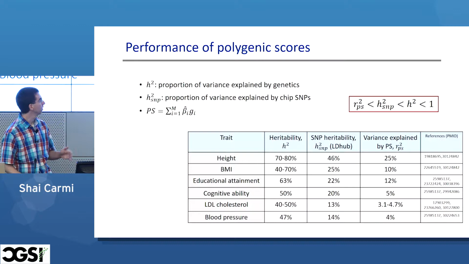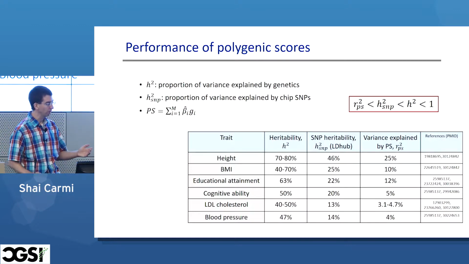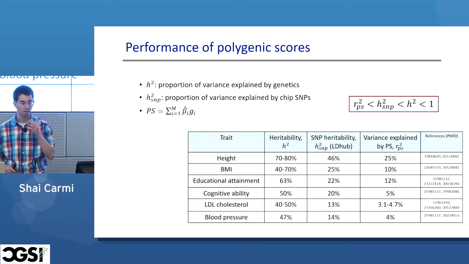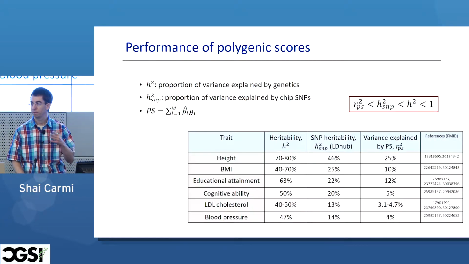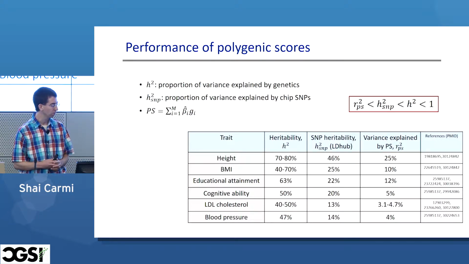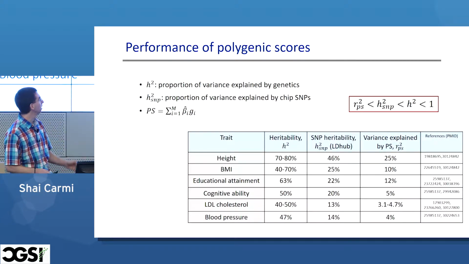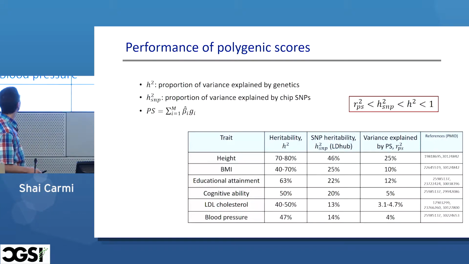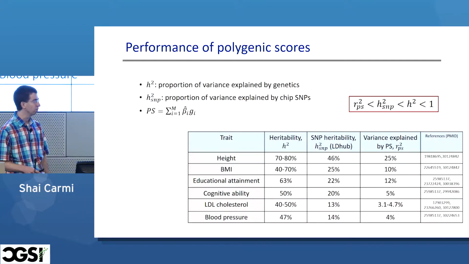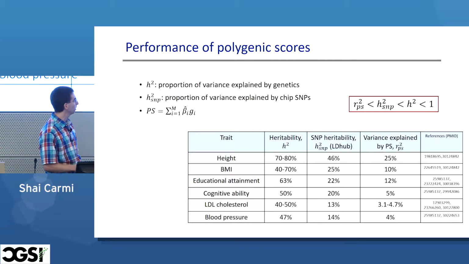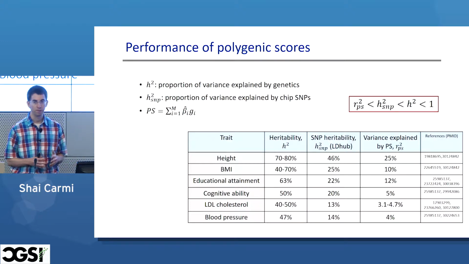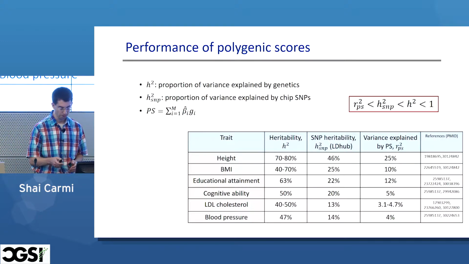For height, the trait for which we have the most data, by now we can achieve an accuracy of 25%. And as Peter mentioned a few days ago, he predicted it would be around 35% over the next year. For BMI, performance is lower, and then we have the cognitive traits like educational attainment and cognitive ability, where we can predict around 10% or 5% of the variance, and for physiological traits like cholesterol or blood pressure, we can predict around 4% of the trait. It's a little lower, but still highly significant.